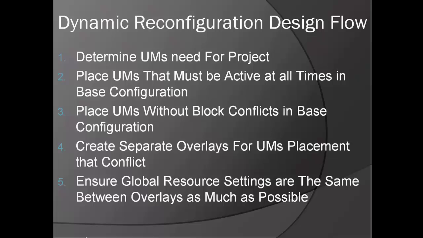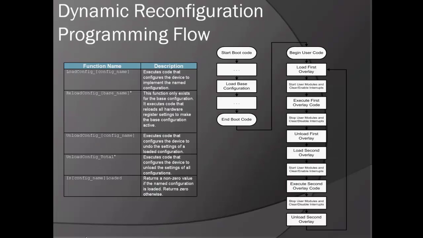Next, determine which functions can be implemented at different times. Place the UMs for these functions in separate overlays. Finally, ensure that all global resources and pin settings between the base and overlays are as identical as possible. This will help reduce code size and reconfiguration time. Some settings will have to be different, but try and keep the differences as minimal as possible. Once you have done this, the hardware portion of your design is complete. Again, for more detailed information, consult AN2104.